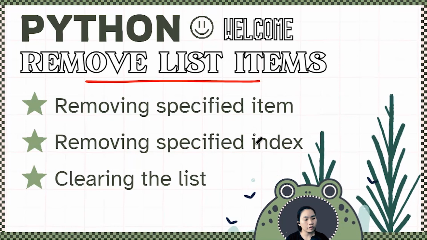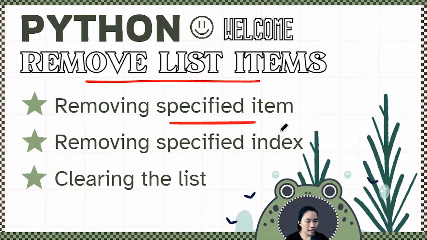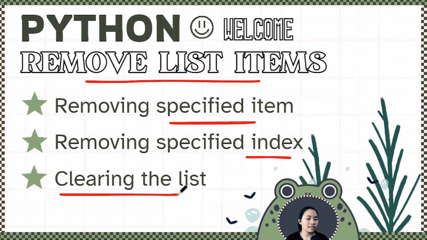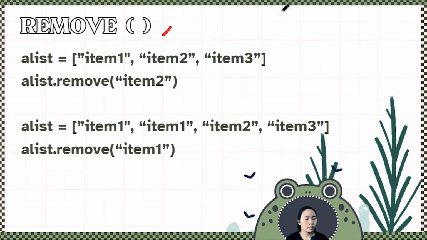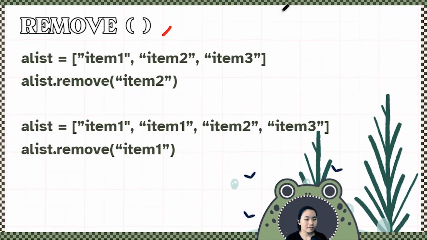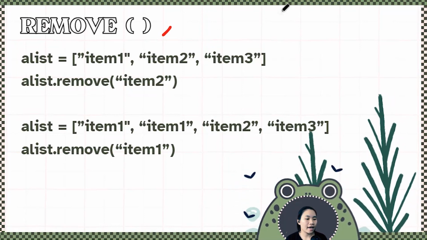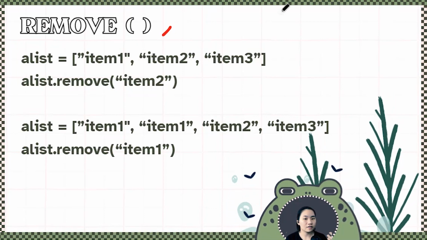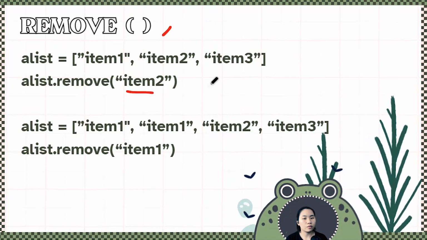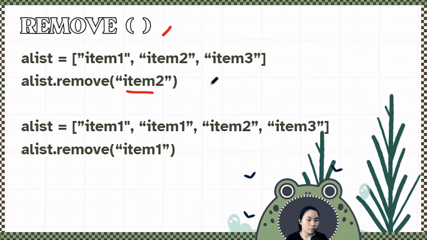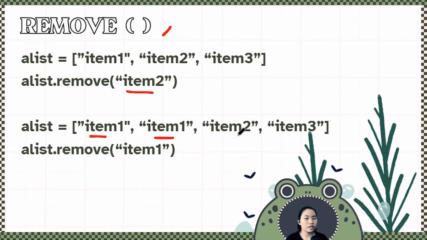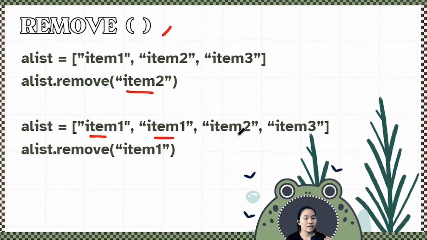Today we'll specifically focus on removing a specified item, removing at an index, and clearing or deleting the list. The remove method, as the name suggests, removes stuff from a list, and you don't have to give it an index. That's for another method. All you need to do is give it the value of an item that you want to remove and it will just remove it. But in the case of identical items, it will remove the first instance.